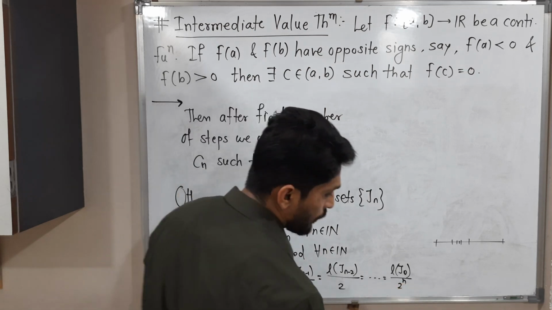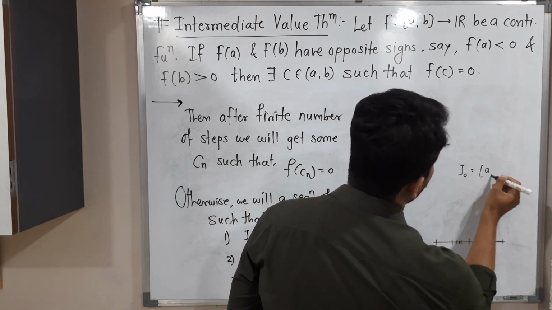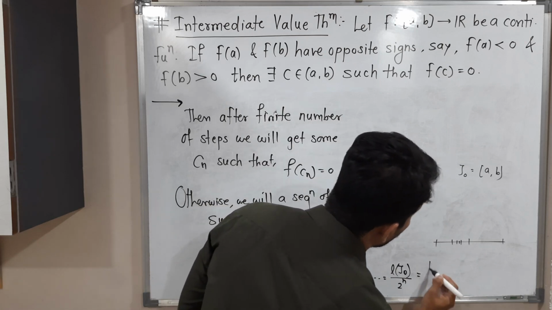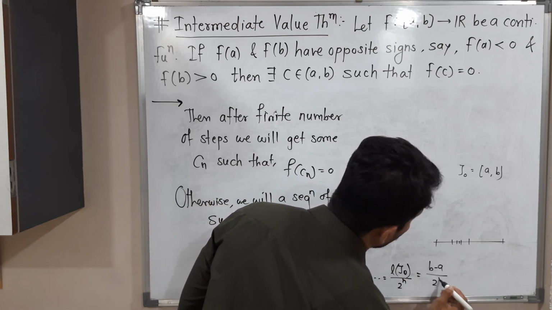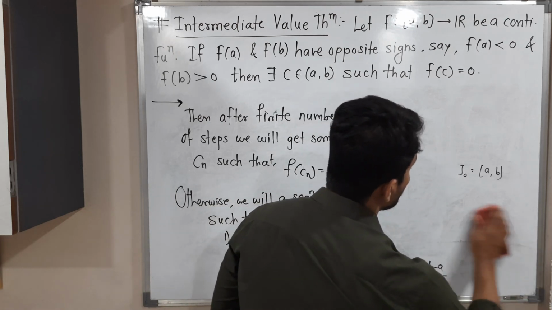And the length of Z0, what was my Z0? My Z0 was the closed interval AB, so its length will be b minus a. It's b minus a, and 2 raised to n is already there, right? So let us move further.